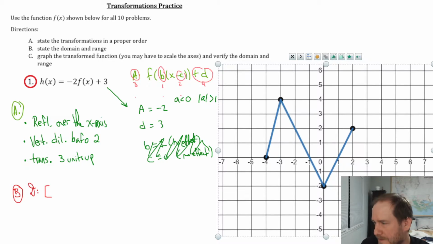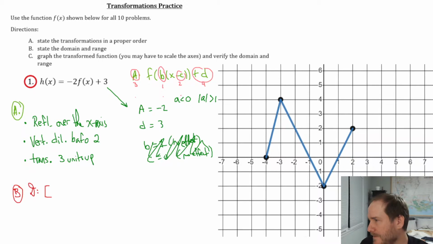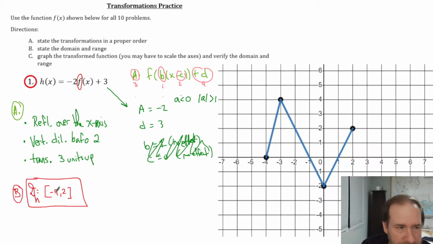So what's our domain? Now that I can read it off super simply, our domain is obviously -4 to 2. And guess what our domain will be after all these transformations? Well, all these transformations were vertical. Reflecting over the x-axis changes y's. Vertically dilating changes y's. And translating up changes y's. So the domain of f, the original function, is going to be the same as the domain of h. So I'll just say this is the domain of h. I don't have to change anything, because none of my transformations were horizontal. So remember, that's a 4. That's a 4. Looks slightly more 4-ish.